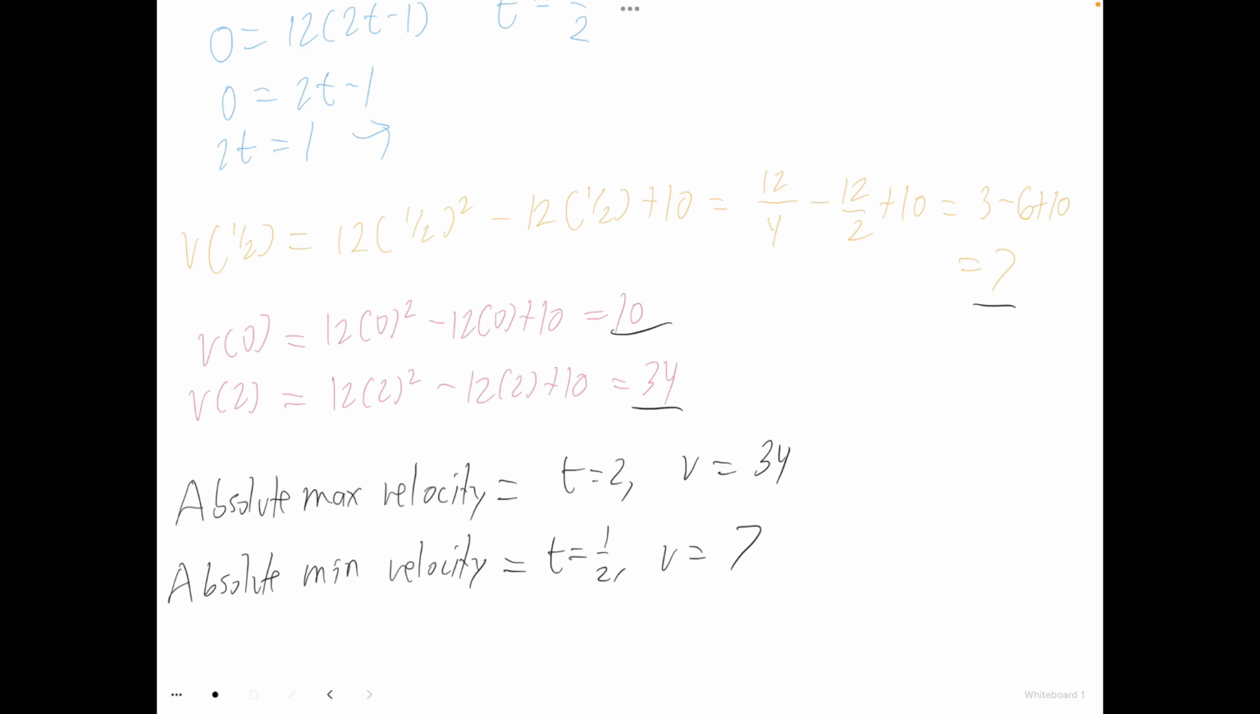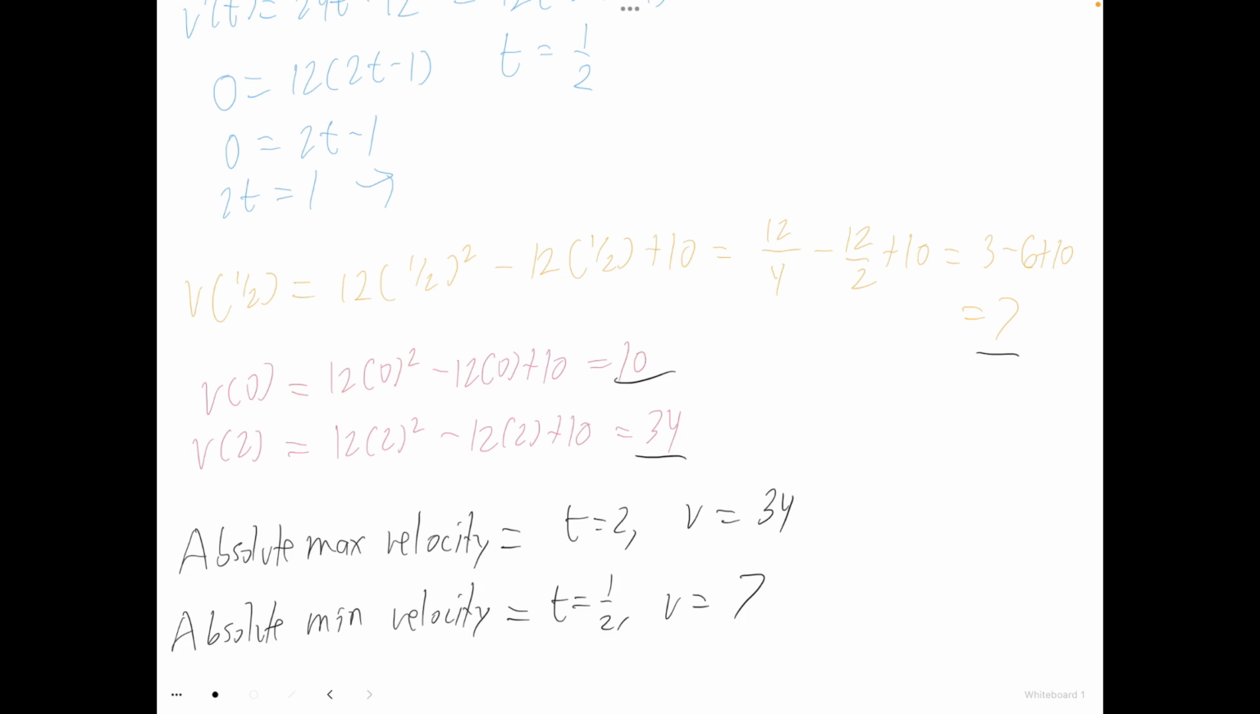Now, one thing to note is that we did not have two critical numbers here. We only had one, but we still have an absolute max and absolute min. And that's because absolute max and absolute min can occur at endpoints, which is why we have to check the endpoints to begin with.